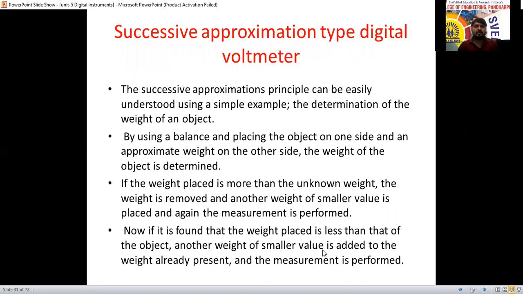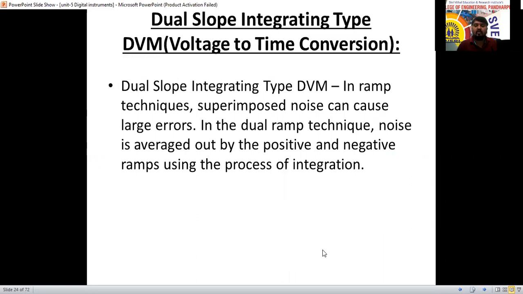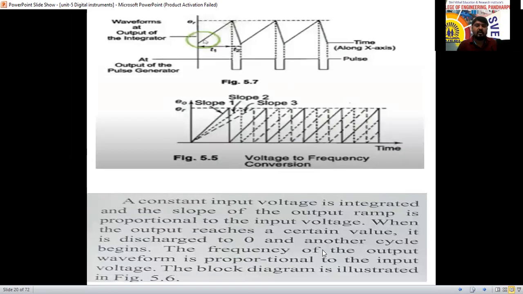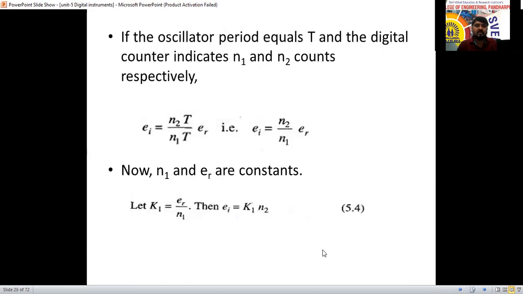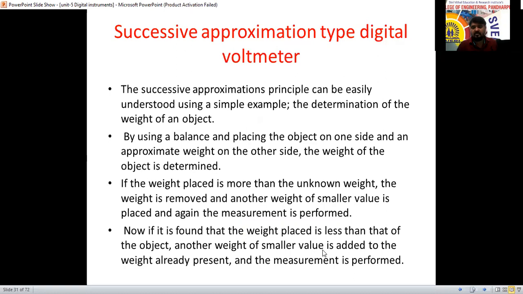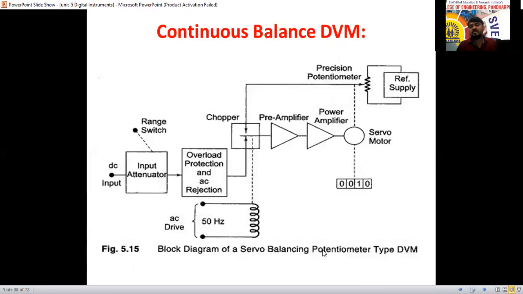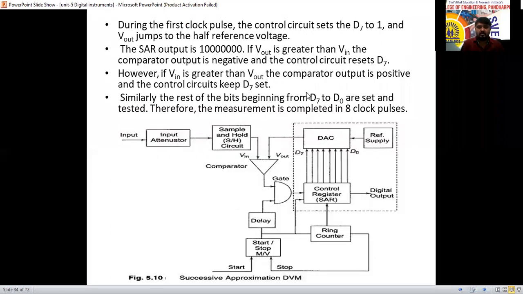So this completes the principle of the dual slope integrating type digital voltmeter. We have discussed the ramp type, integrating type and dual slope integrating type. Two other types, successive approximation and continuous balance type, we will discuss in the next class. I will stop here and we will continue in the next class.